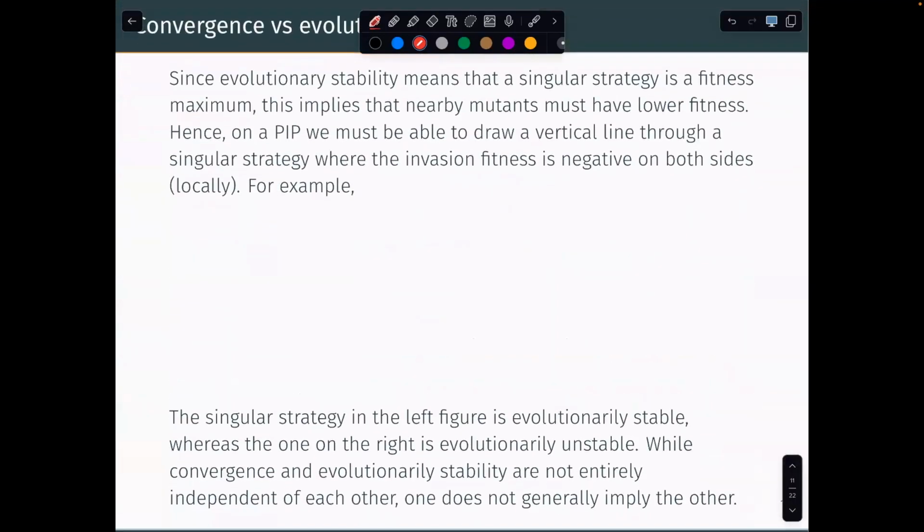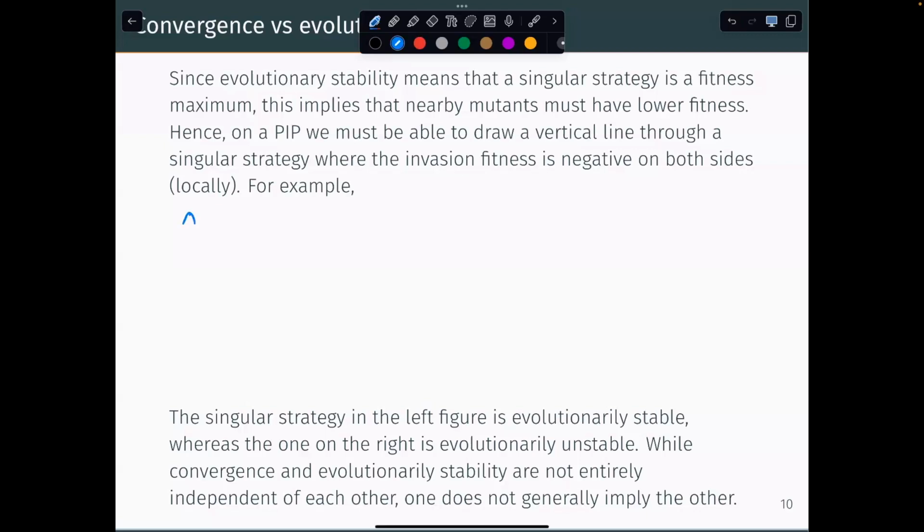So what does this mean? Well, I mentioned this idea of fitness maximum and fitness minimum being analogous to a mountain peak or a valley. Evolutionary stability just basically means that a singular strategy is at the top of a mountain, if you like, a fitness maximum. So if you're stood at that mountain, you can't take a small step and increase your fitness, because you're already at the top. So nearby mutants always have lower fitness if we're evolutionarily stable. So what does that look like on a pip?